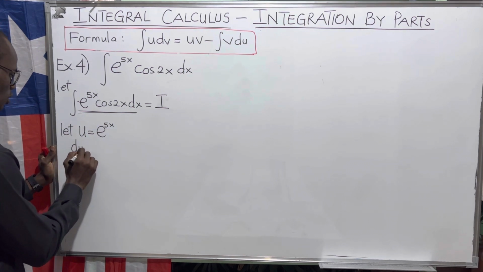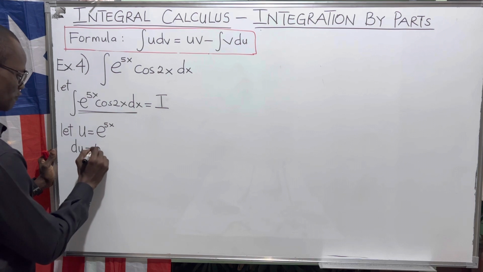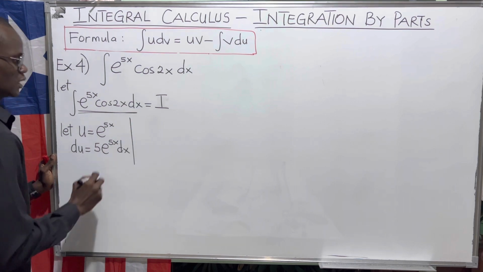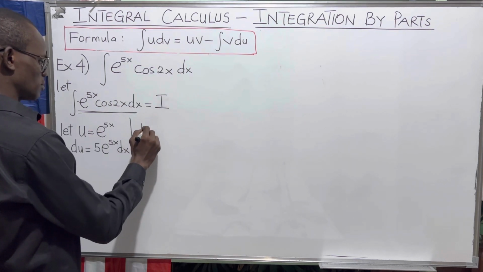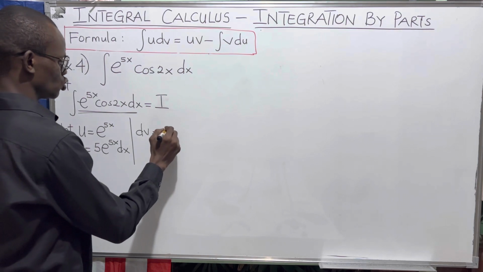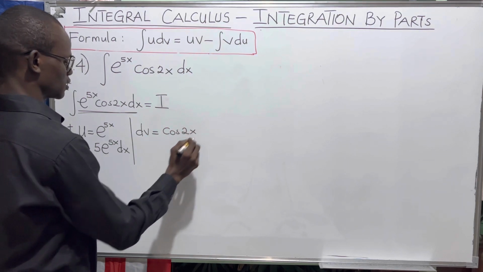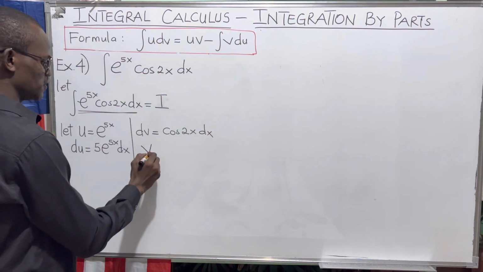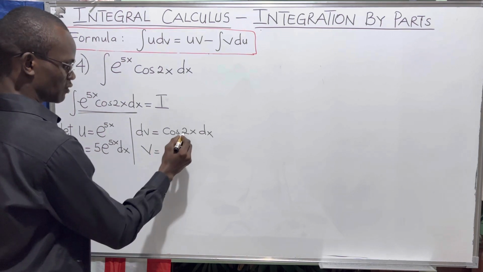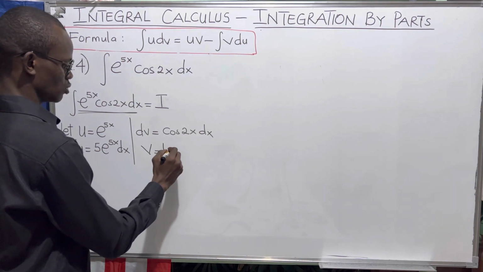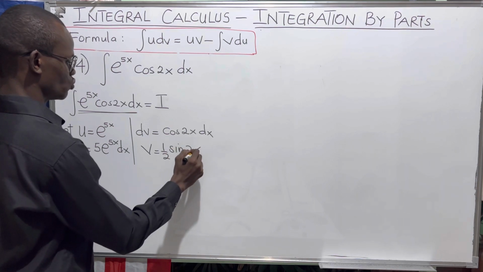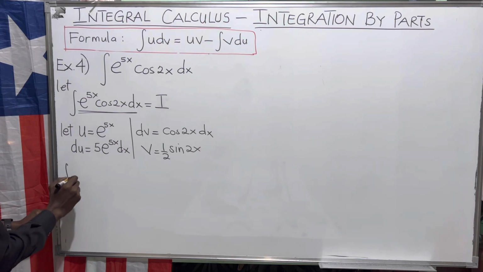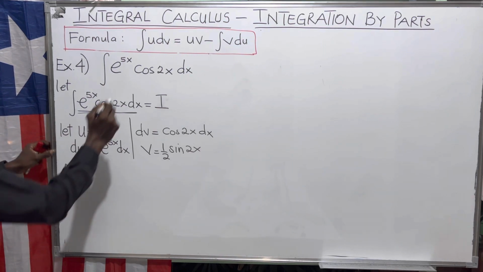Then du will be 5 e raised to the power 5x dx. My dv, the portion I'm integrating, will just be cos of 2x dx. If I integrate both sides, I get v to be 1 over 2 sine of 2x. Then come back and say the integral of e raised to the power 5x cos of 2x dx, that is our u dv.